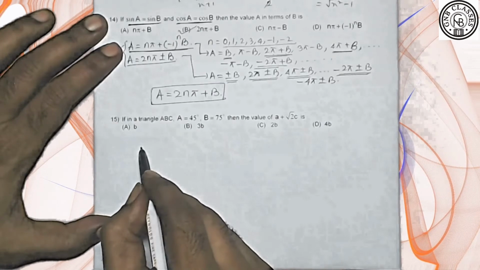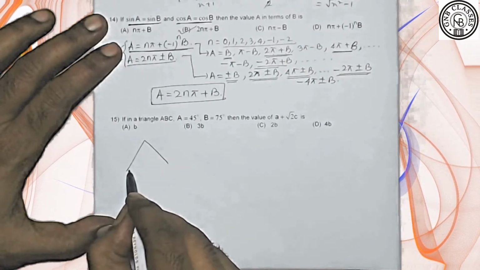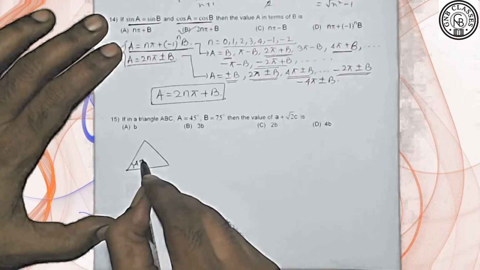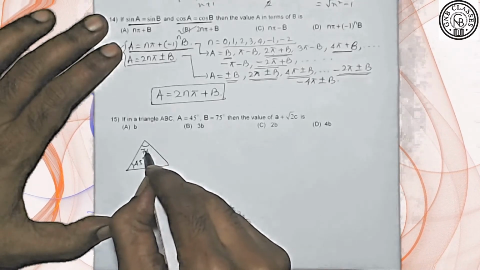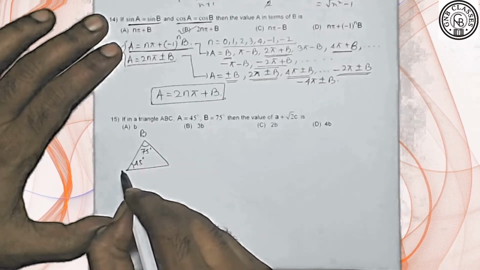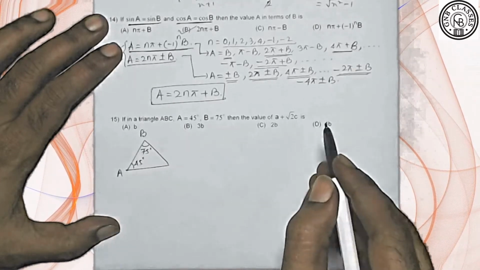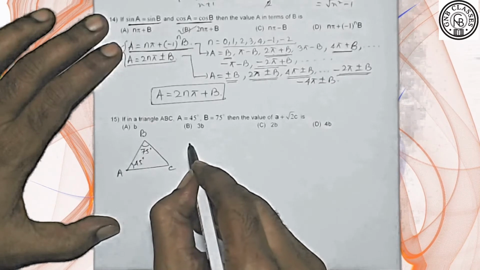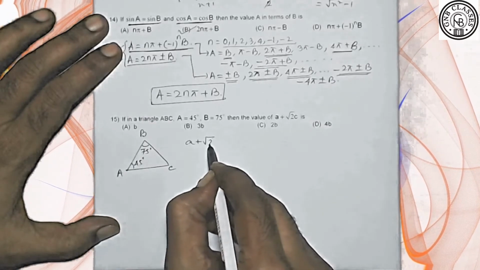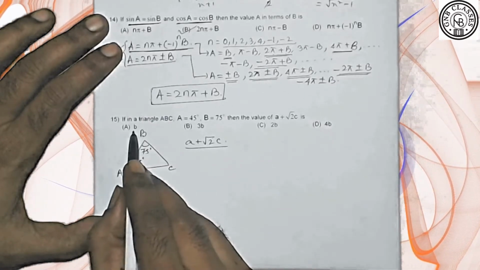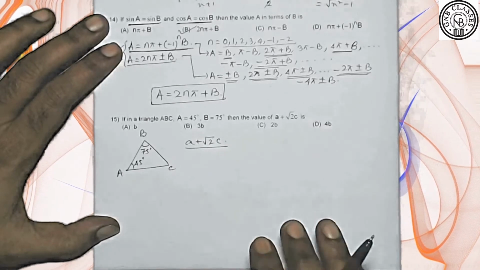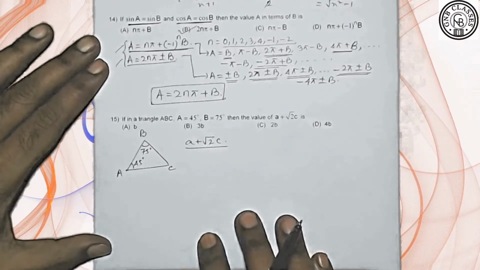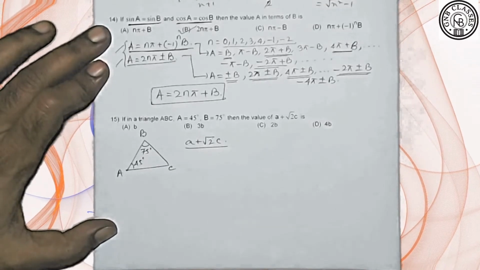In this problem, we are having one angle as 45 degrees, another as 75 degrees. Angle B is 75, angle A is 45. We don't know angle C. So we have to find the value of A plus root 2 C. Observe carefully. All the options are given in terms of B. So we have to find the value of A plus under root 2 C in terms of B.